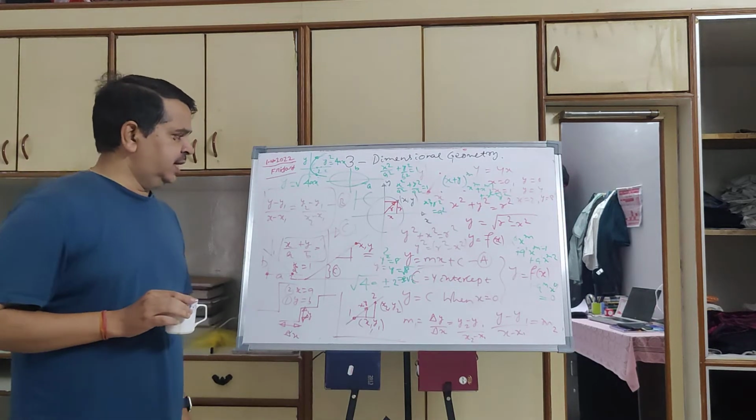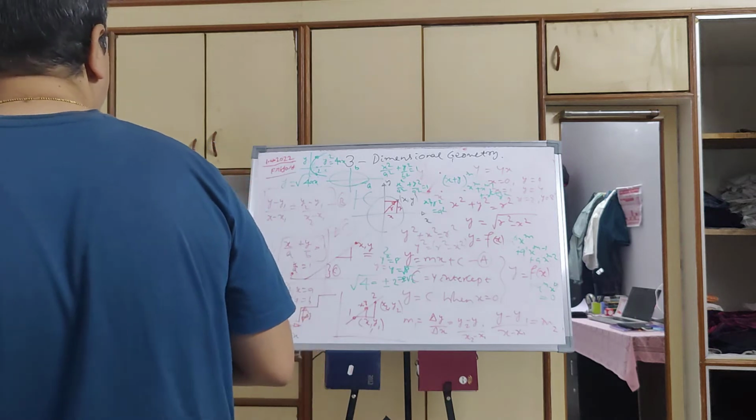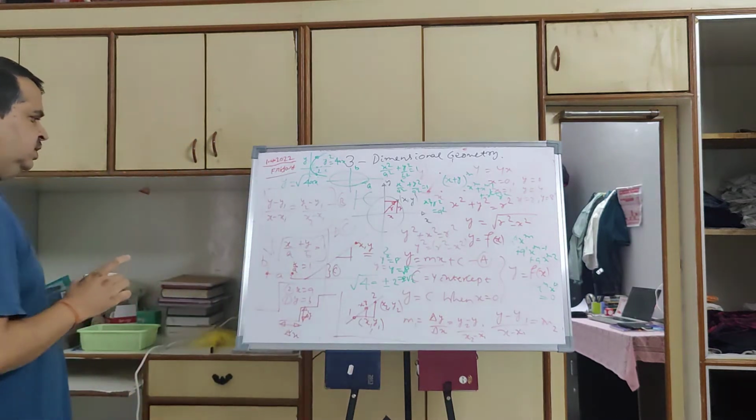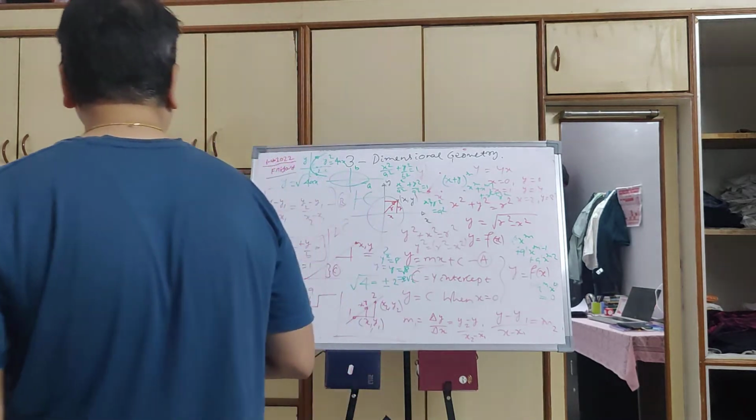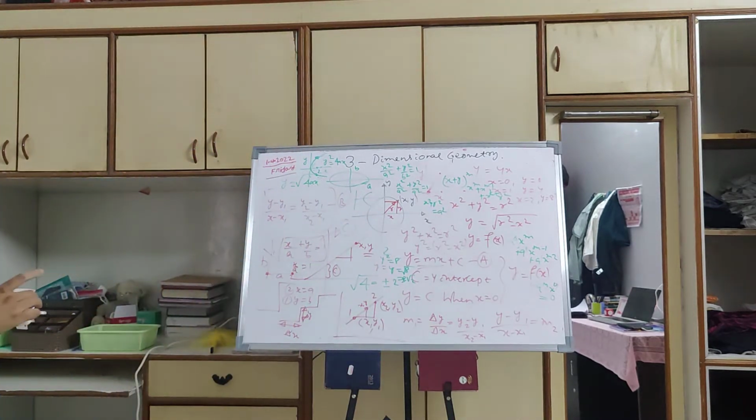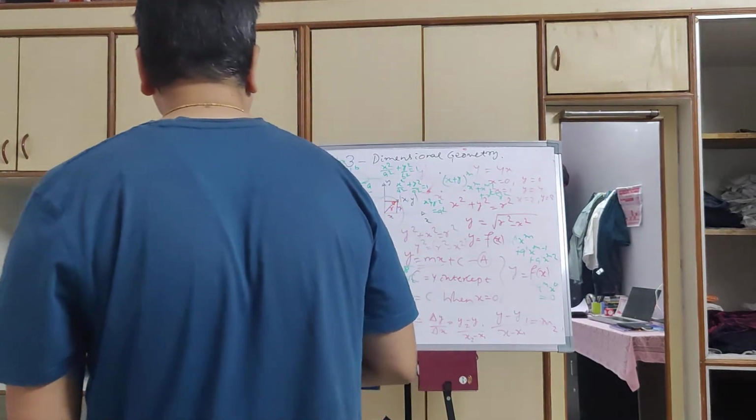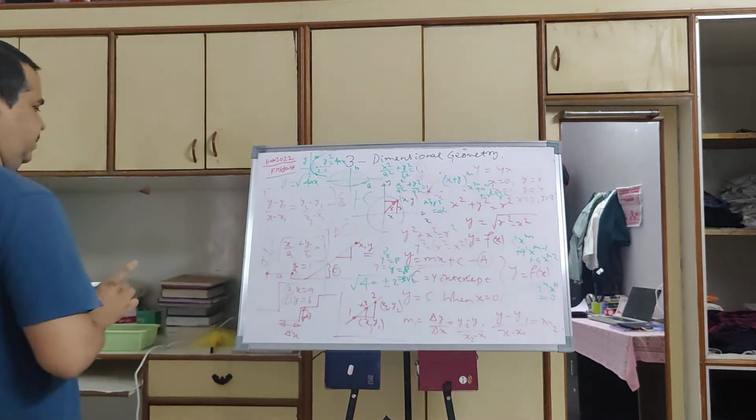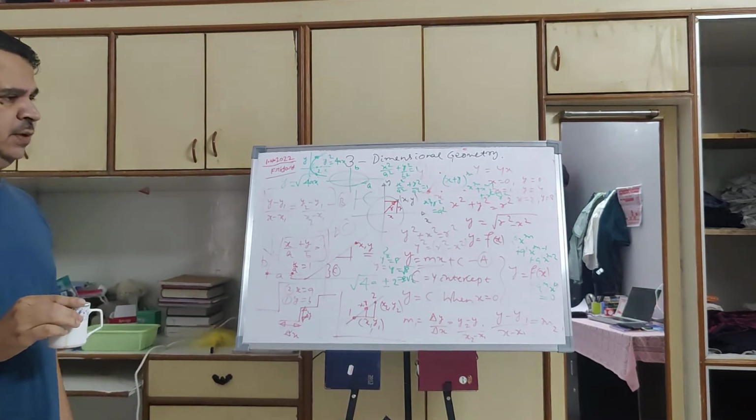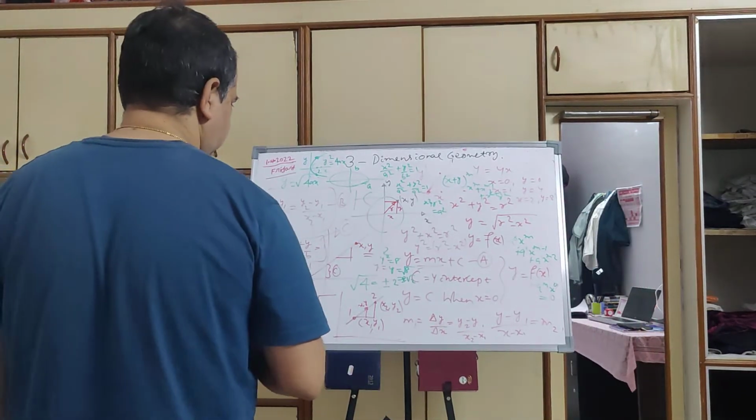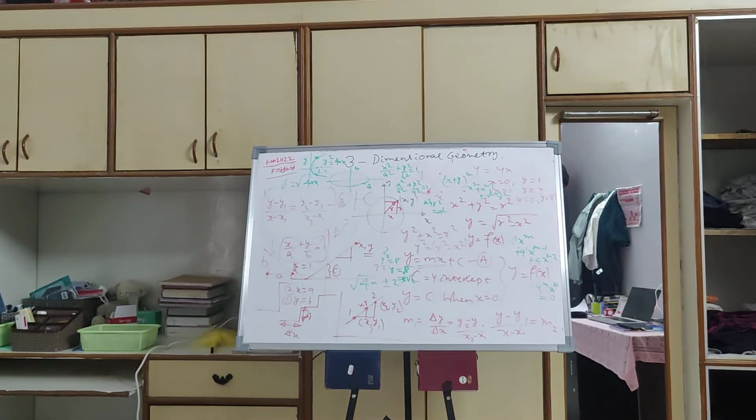So the straight line can have three different equations. One is (y minus y1) by (x minus x1) is equal to (y2 minus y1) divided by (x2 minus x1). Knowing the x and y intercept, you can have another equation, which is x by a plus y by b is equal to 1. And knowing the slope and intercept, you can write the equation y is equal to mx plus c. So these are three equations of a straight line.